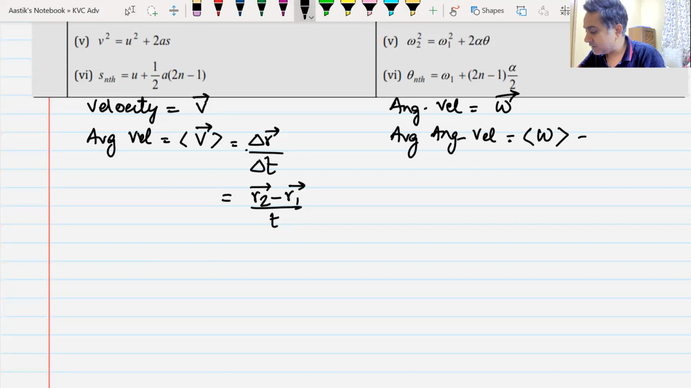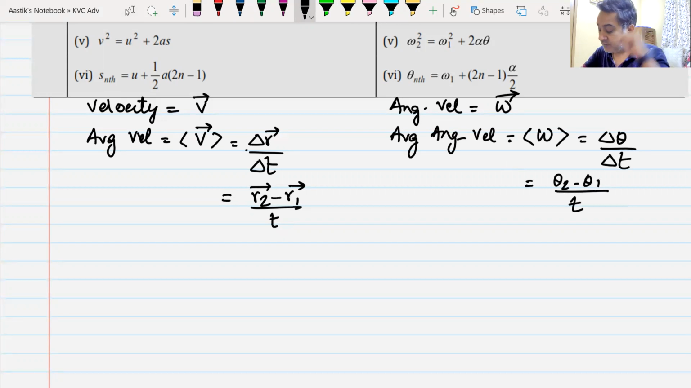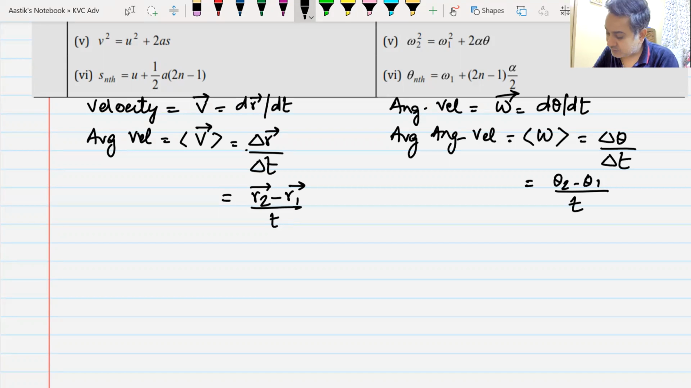Omega is delta theta by delta t, or you can write it as theta 2 minus theta 1 divided by t. This was written as dr by dt. This is written as d theta by dt. Do we understand this? Yes or no? Okay. You can write it as instantaneous velocity, and instantaneous angular velocity, if you want to.